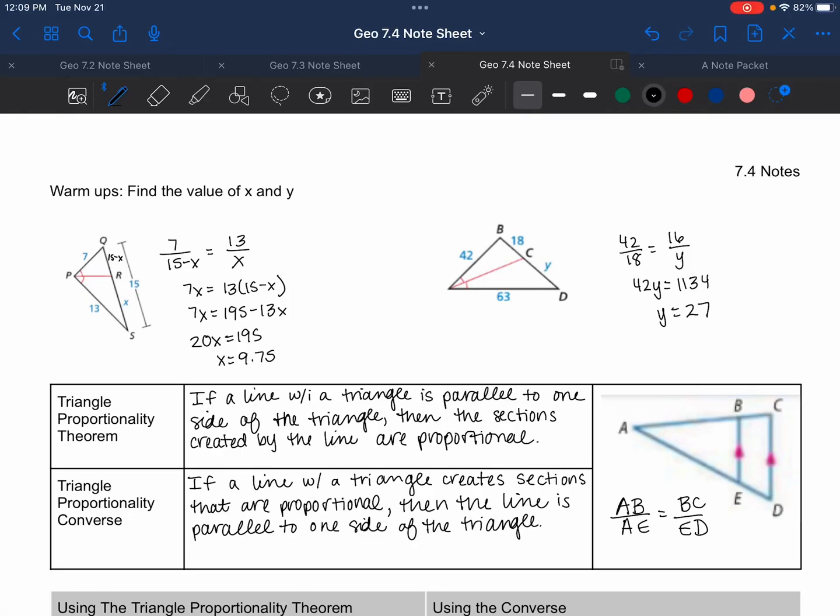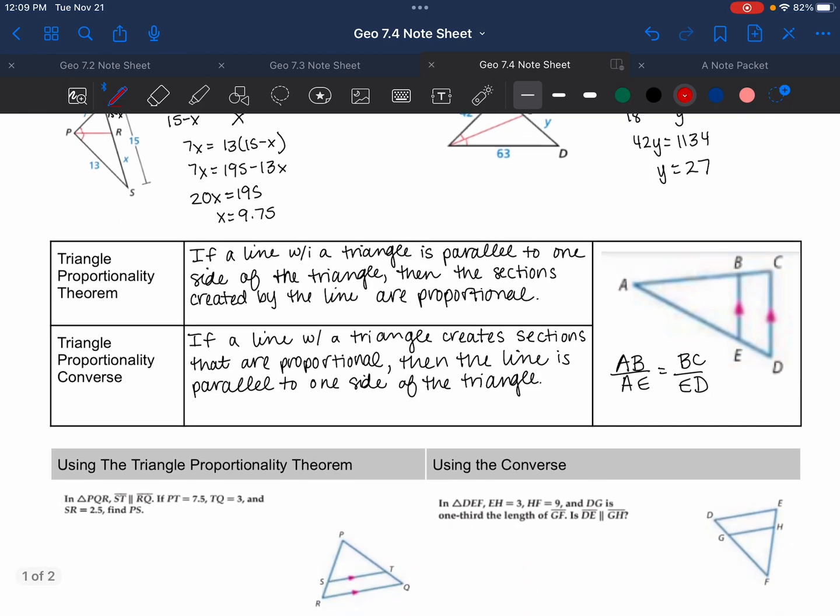All right, these are the notes for 7.4, parallel lines and proportional parts. There are a couple more problems, so if you'd like to look at that and check out my work, that's great, but I want to jump right into the new stuff.